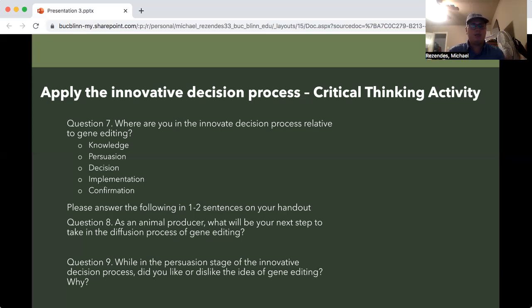This can be seeking more information. This can be implementing it, and there's multiple different ways to do this. This is simply an opinion on what you've thought of the technology so far. And then question 9 is more geared towards if we decided we were in the persuasion stage. If you're past that, simply do not answer this question. But while in the persuasion stage of the innovation decision process, did you like or dislike the idea of gene editing? Regardless of your answer, I'd certainly like to see why you feel the way you do.